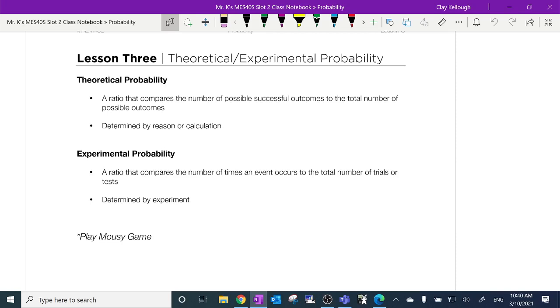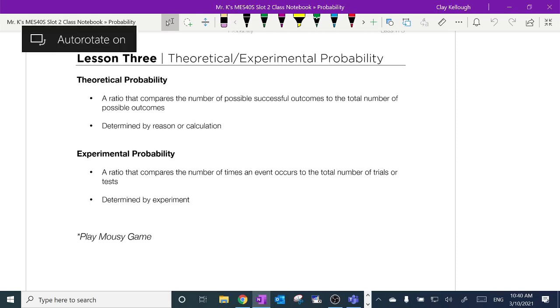Theoretical probability is a ratio that compares the number of possible successful outcomes to the number of possible outcomes, I should say number of total possible outcomes, and it's determined by reason or calculation. Experimental probability is a ratio that compares the number of times an event occurs to the total number of trials or tests, and it's determined by experiments.